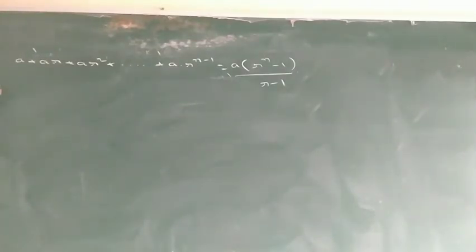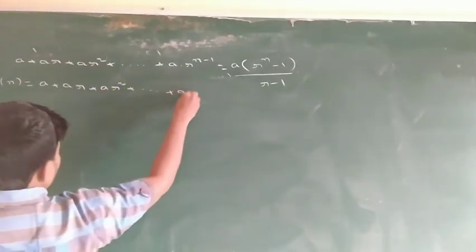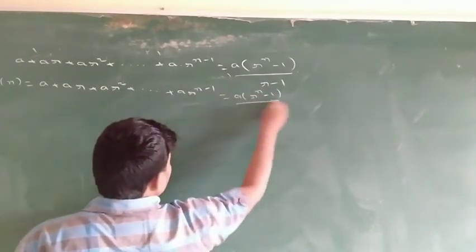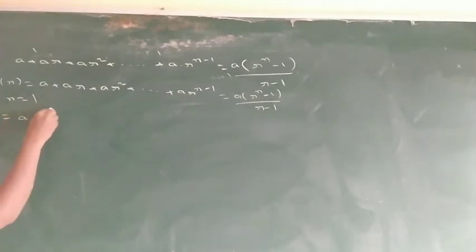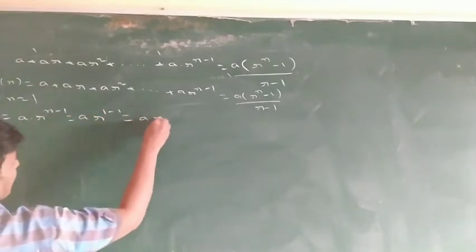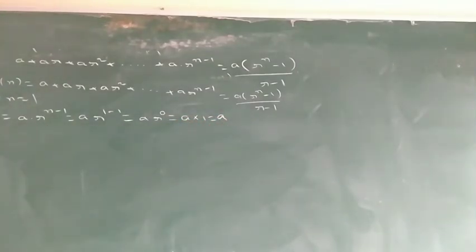What is the solution? Let P of n be a plus ar plus ar square plus and so on plus a into r power n minus 1 is equal to a into (r power n minus 1) by (r minus 1). Next, we have to prove that P of 1 is true. So, put n is equal to 1. LHS is equal to a into r power n minus 1, a into r power 1 minus 1, so a into r power 0. Any power 0 is equal to 1.